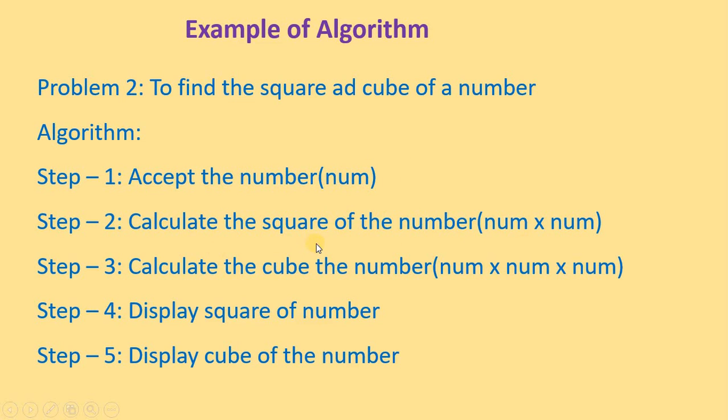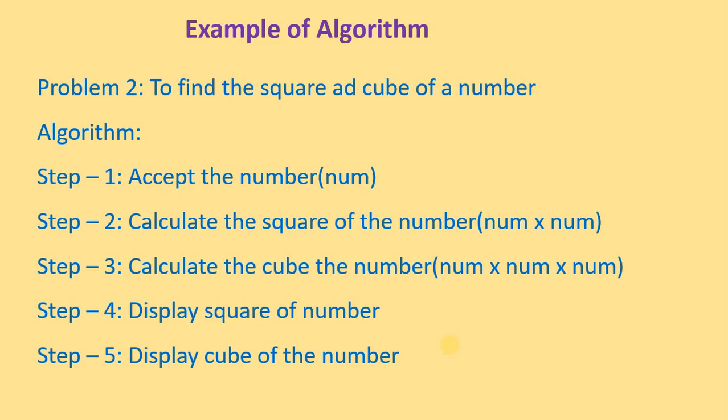Now calculate the square of the number: num into num will be the square. Calculate the cube of the number: definitely num into num into num is the cube. Then display the square of the number and then display the cube of the number. So you can understand it's as simple and easy as that. If I want to display the square and cube of a number, these are the vital steps. Now we can implement this in a program. In the next chapter you will learn about programming more properly.